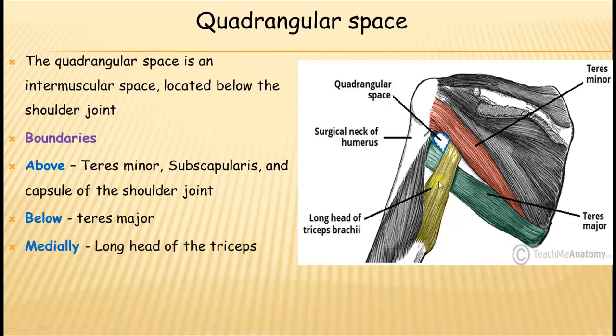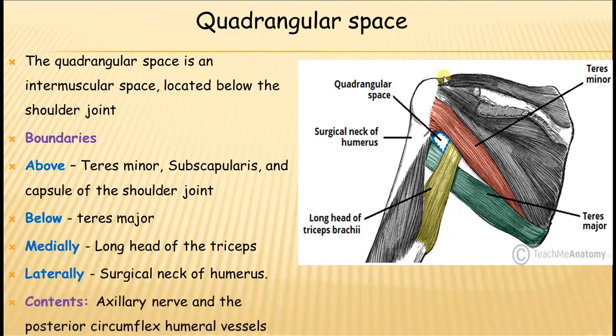That is the teres major going to the medial lip of the intertubercular sulcus. And medially, you have the long head of triceps, which is arising from the infraglenoid tubercle and on its way to the olecranon process. Laterally, the surgical neck of humerus. Okay. So laterally surgical neck, medially long head of triceps, inferiorly teres major, above teres minor, capsule of shoulder joint, and subscapularis, from backwards to front, or vice versa, from before to backwards.